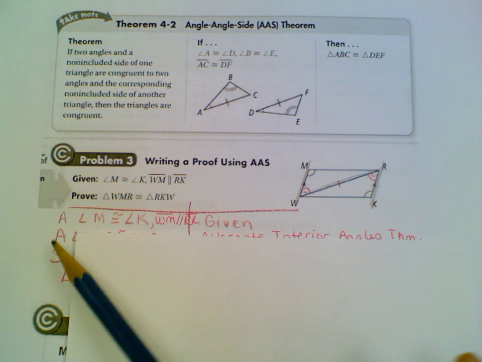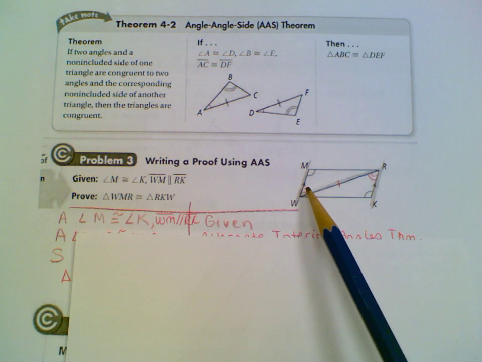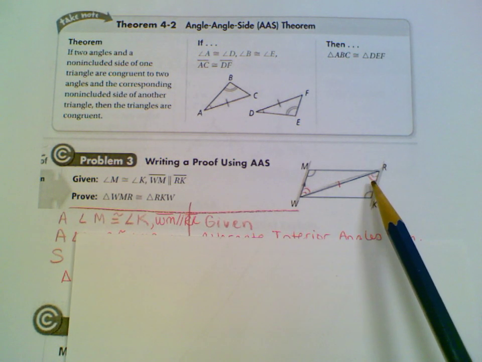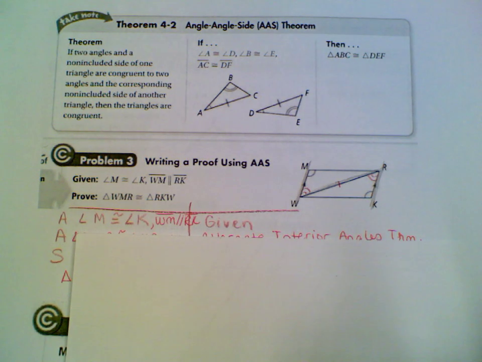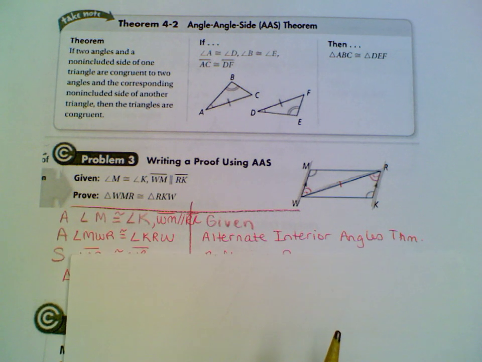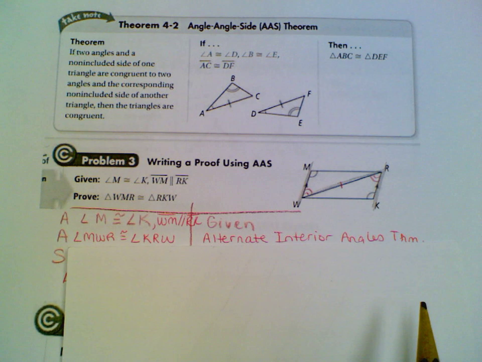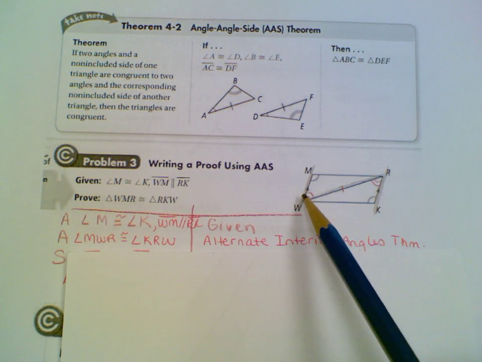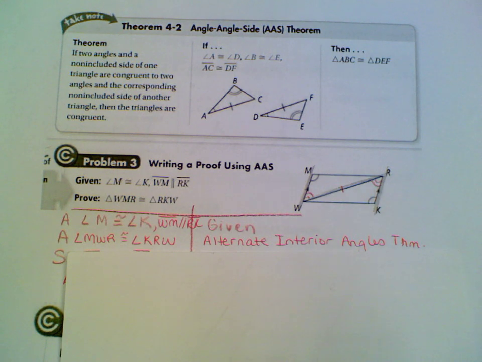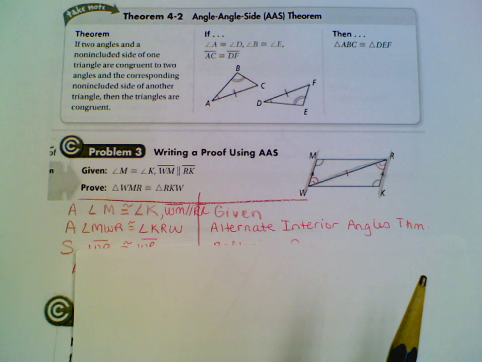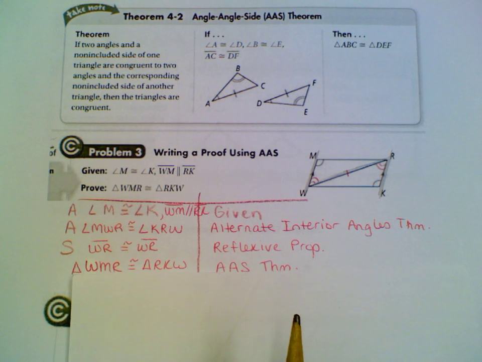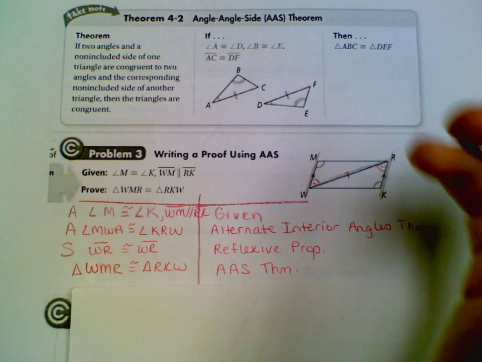Then I need another angle that's congruent. So I can see that this angle and this angle are congruent. Now I can't just call them W and R because that represents too many angles. So I would say it as MWR is congruent to KRW, and that again was because of the alternate interior angles theorem. Then I need a side that's congruent, and we said that WR is congruent to WR because of the reflexive property. And so then I can finish by saying my two triangles are congruent by the angle-angle-side theorem.